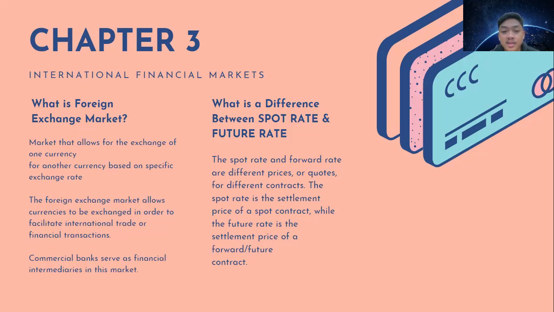What is a difference between spot rate and future rate? The spot rate and forward rate are different price or cost for different contract. The spot rate is the settlement price of a spot contract, while the future rate is the settlement price of a forward or future contract.